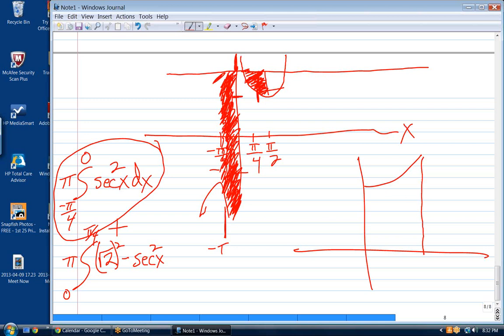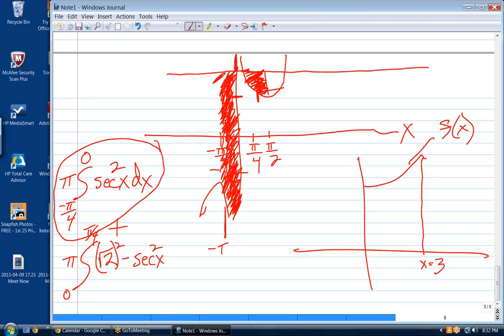If you rotate this figure about the y-axis to create, this is some function, I don't even know what it is, it doesn't matter. We'll just say that's f of x, the curved part. Okay. This is x equals 3.